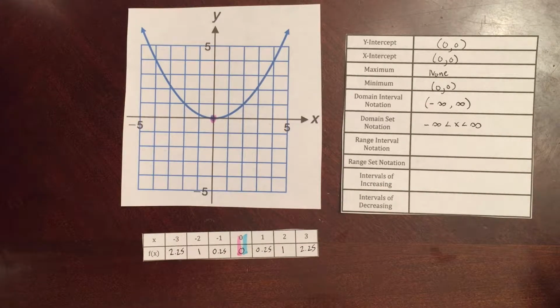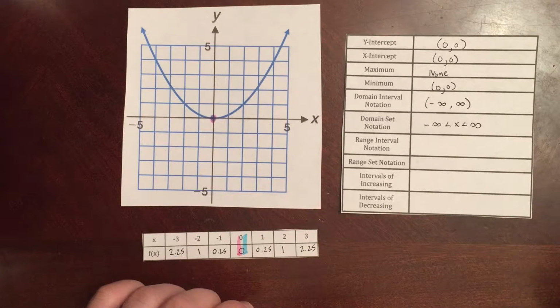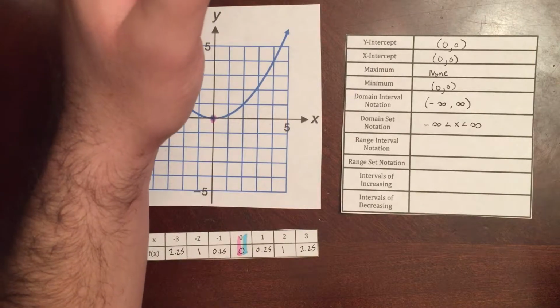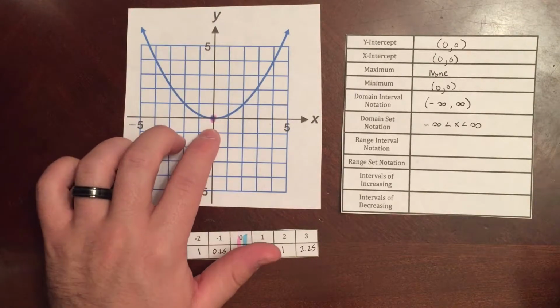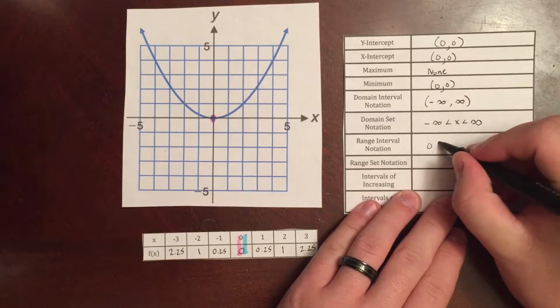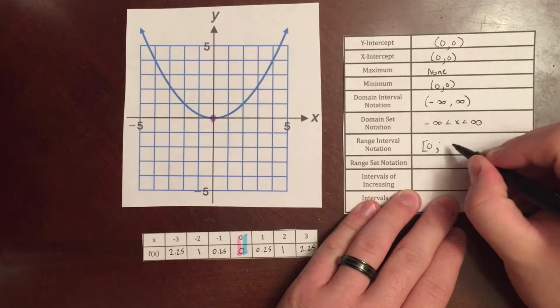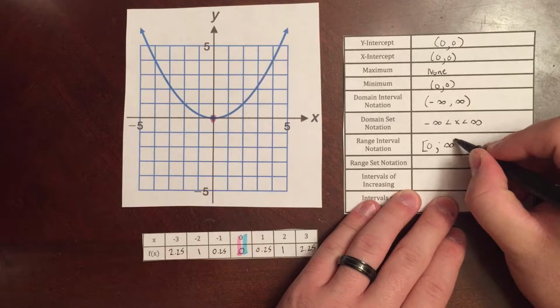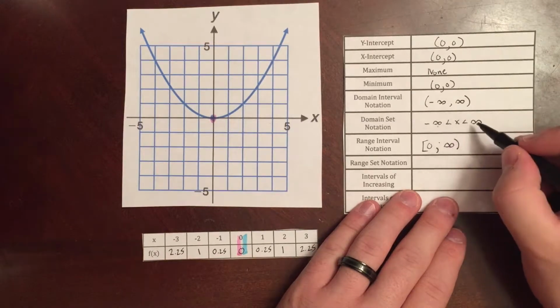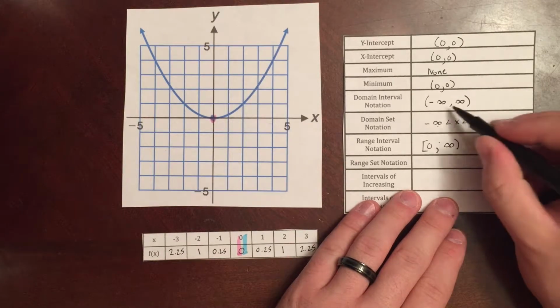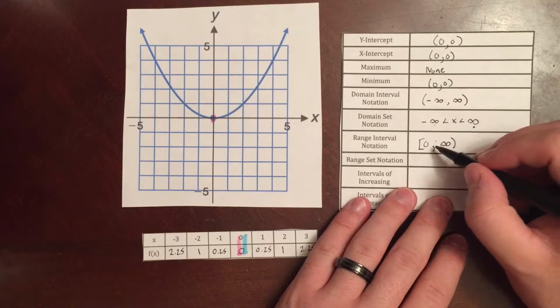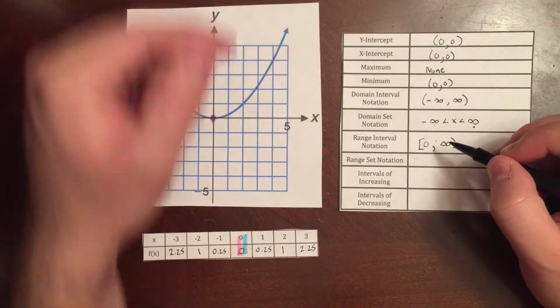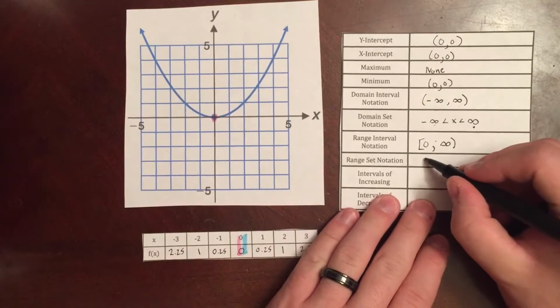For range, that's how far low the graph goes to how far the graph goes up. So the graph goes all the way up, but the lowest point is down here. So it goes from 0, it reaches 0 to positive infinity. Again, this is how far left the graph goes and how far right the graph goes for the domain. That's how you write it like this. The range actually keeps going up to infinity, but the lowest it goes is 0.